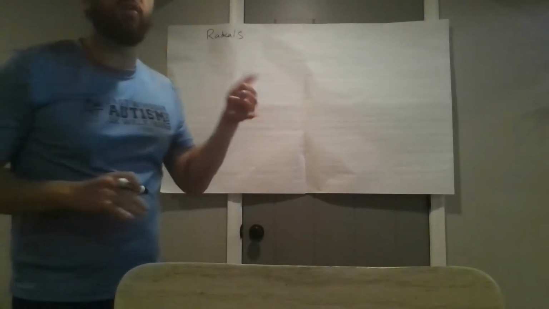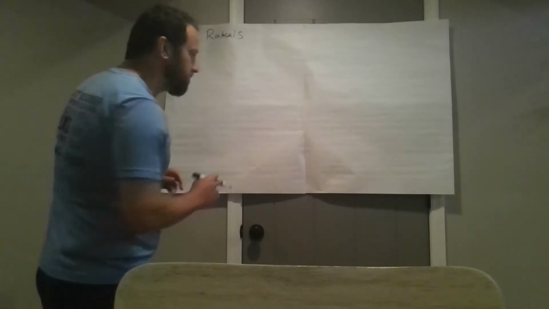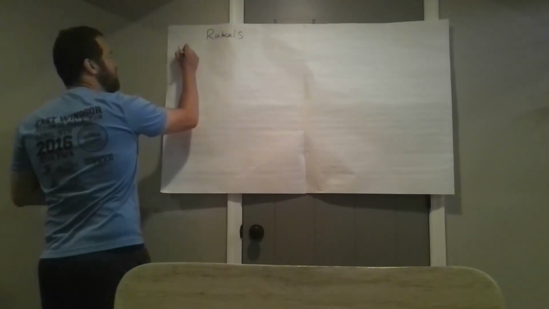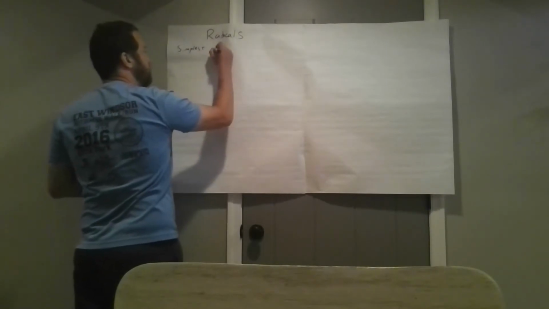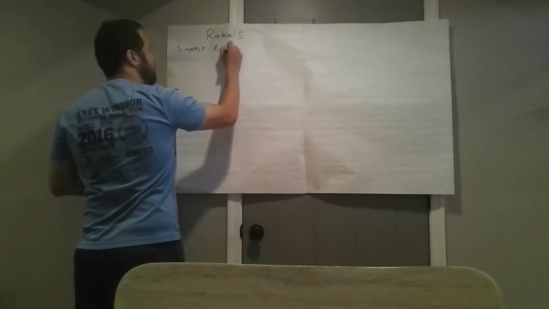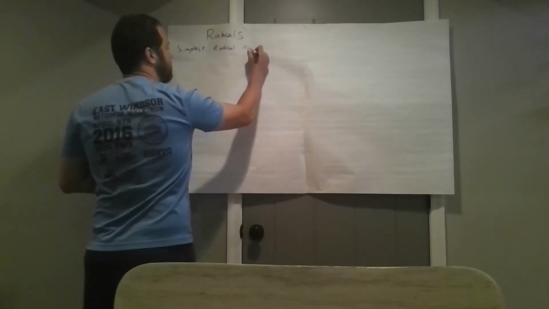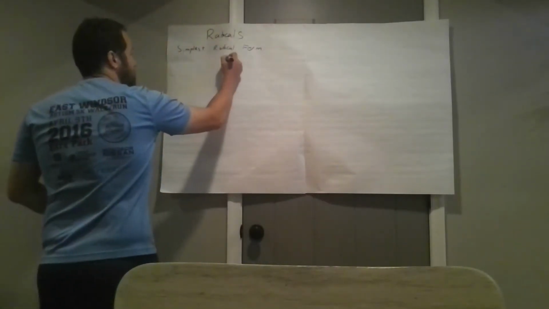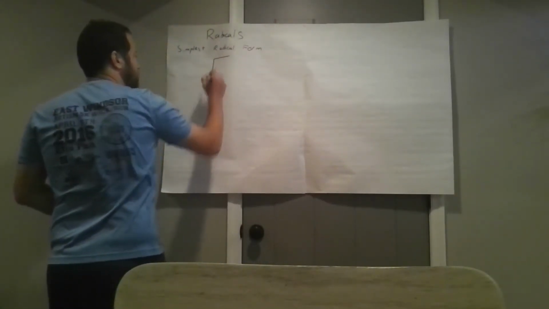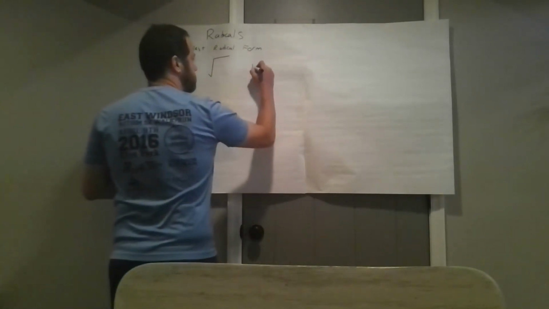radicals. Totally radical, dude. All right, so we're going to be breaking down radicals, and what we want to get them in is what's called simplest radical form. All right, first of all, what is a radical? Well, you've seen them. It looks like this. So that's a radical.